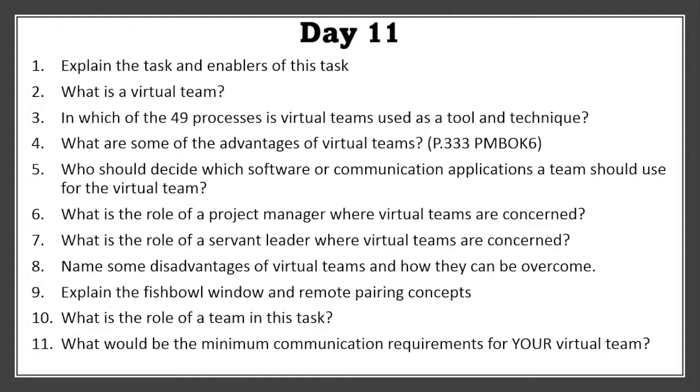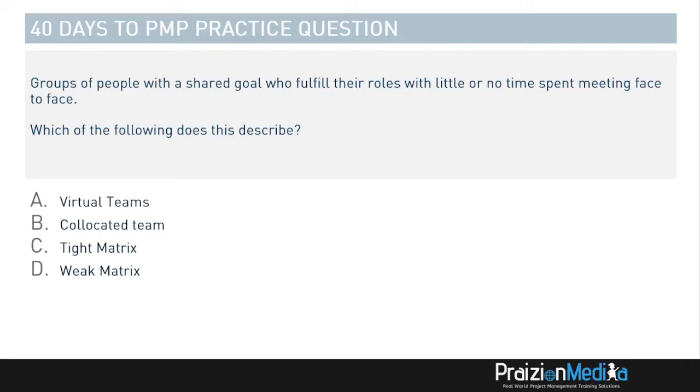Let's jump into some practice multiple choice questions. Very simple for today. Groups of people with a shared goal who fulfill their roles with little or no time spent meeting face to face. Which of the following does this describe? Is it virtual teams, co-located teams, tight matrix, or weak matrix?